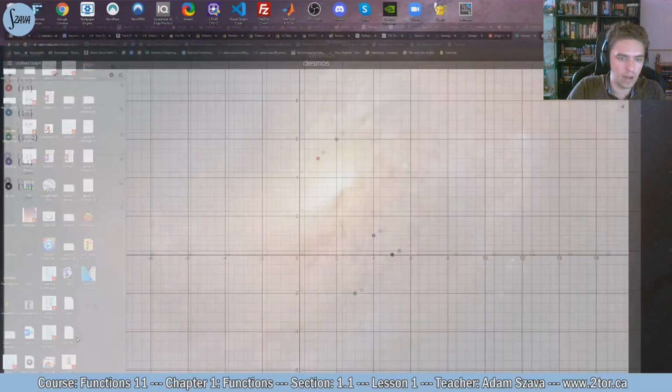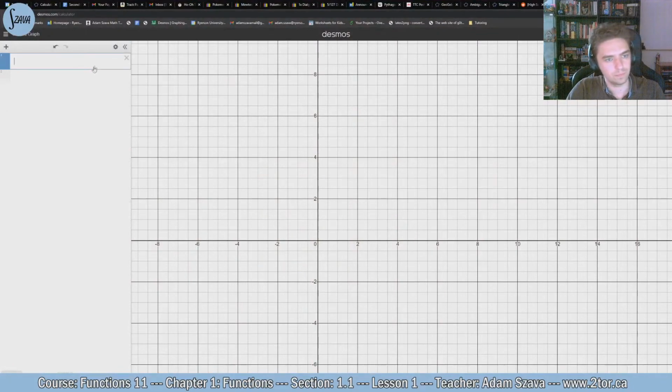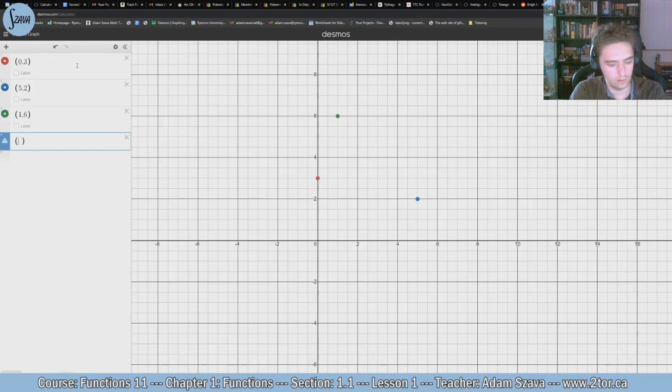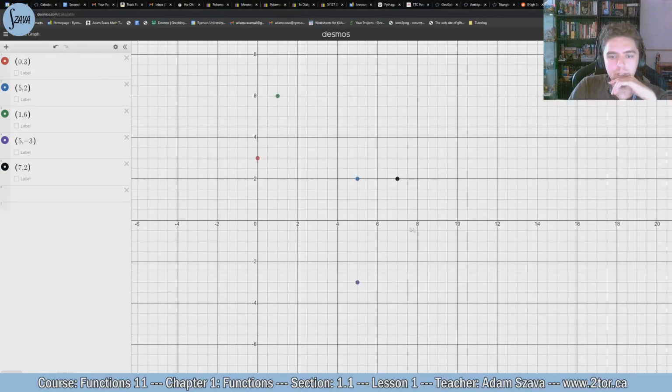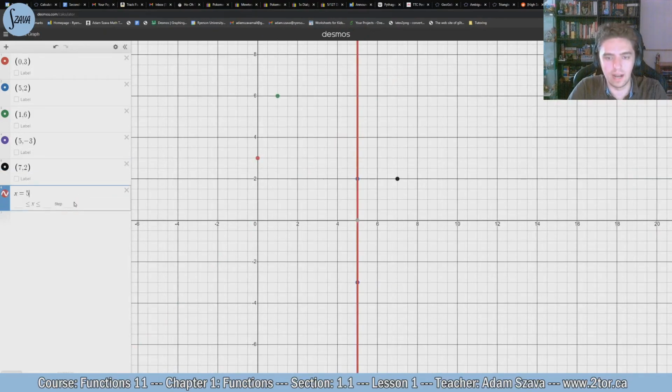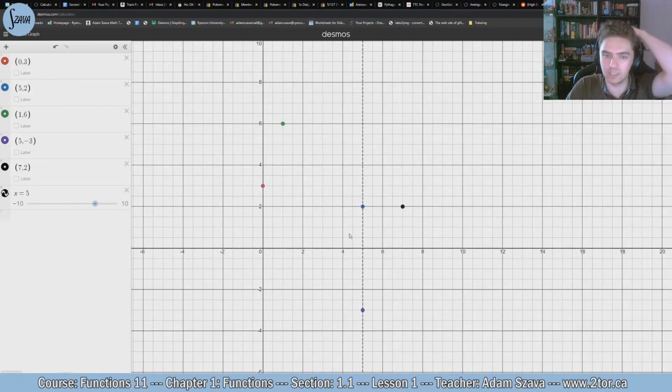So if I were to graph this, let me erase all these points now, we could actually do the vertical line test in a way. It's not exactly how you're expecting it, but in a way. So 0, 3, 5, 2, 1, 6, 5, -3, and 7, 2. The issue is that look at this line, x equals 5. On that line right there, there are 2 corresponding y values for that x value. So it fails the vertical line test.